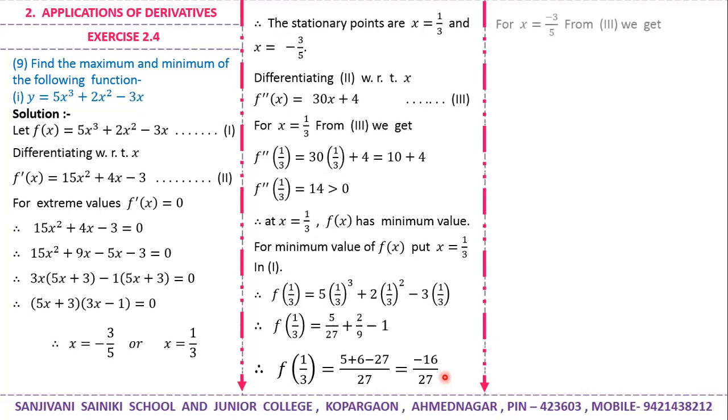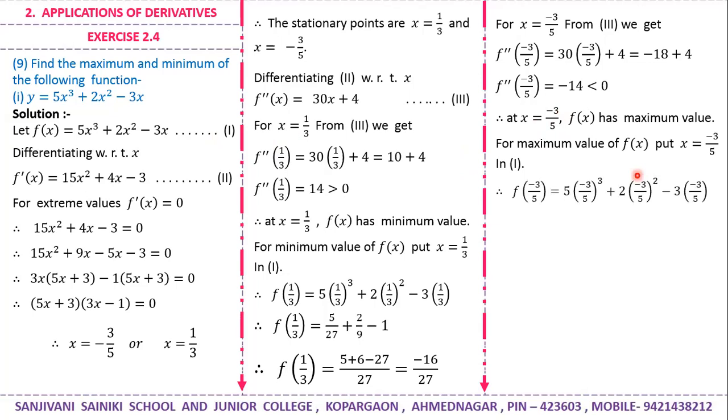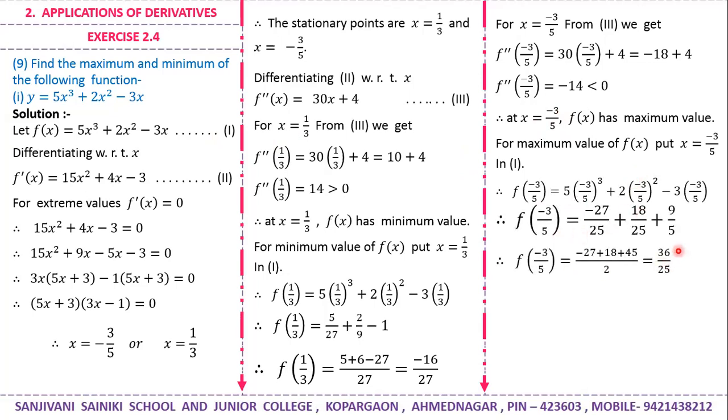Now, similarly, at the second stationary point, minus 3 upon 5, check the sign of the second derivative at this point. It is minus 14, so less than 0. So at x is equal to minus 3 upon 5, f of x has a maximum value. So how to find the maximum value? Again, we have to put x is equal to minus 3 by 5 in this equation. Simplify and reach the state that 36 upon 25 is the maximum value.